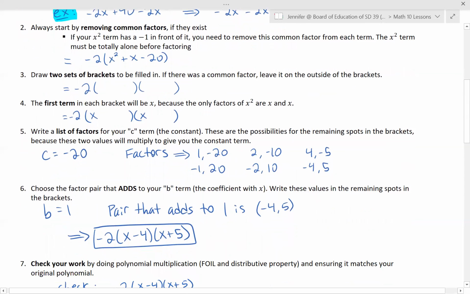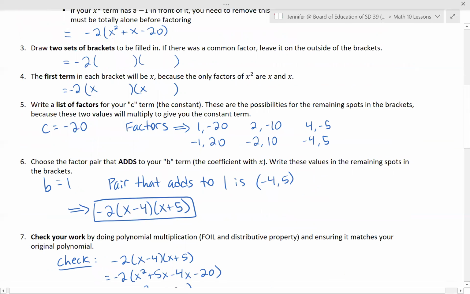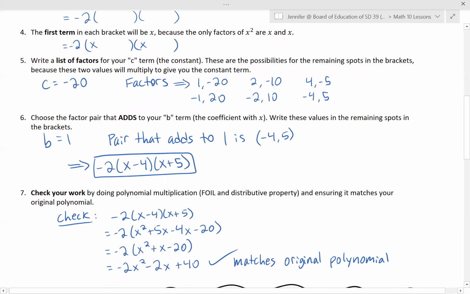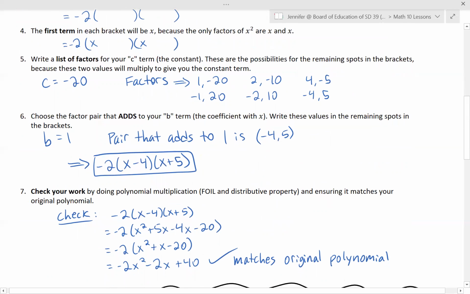So how can we check that we've done this correctly? We know that polynomial multiplication is the opposite of factoring, so we'll just do that to check. We take the answer we just found and we use FOIL and distributive property to expand it out to check that we get our original polynomial.